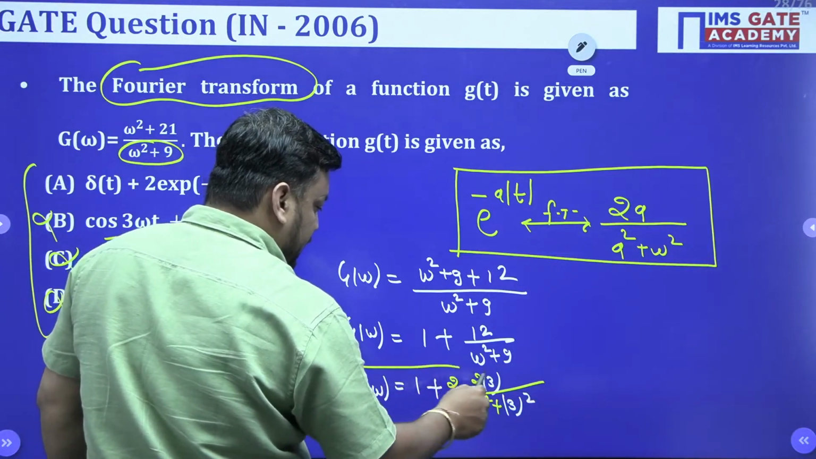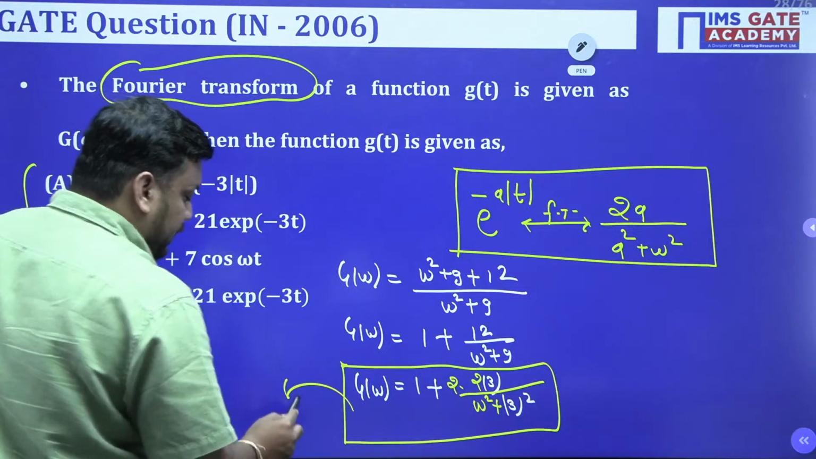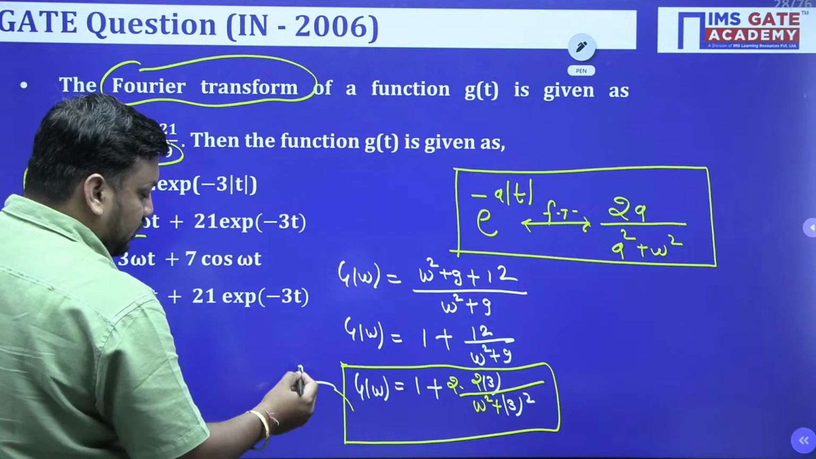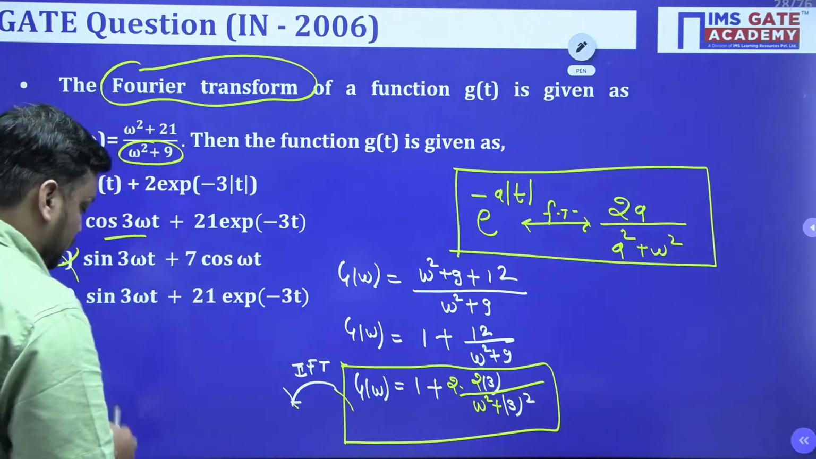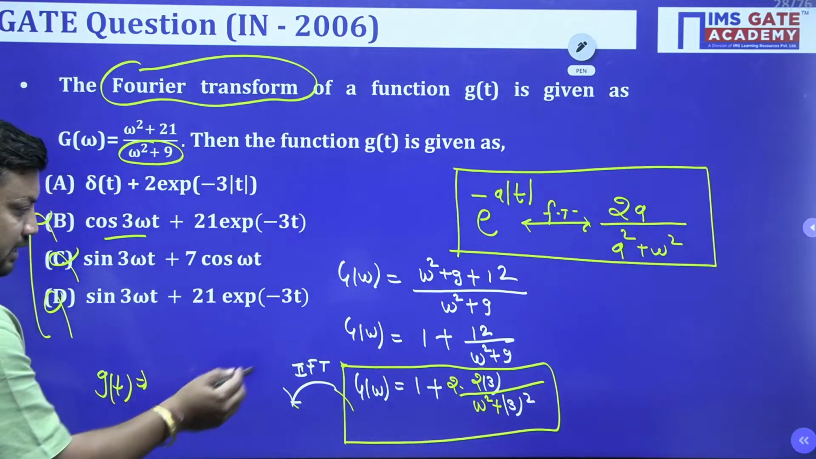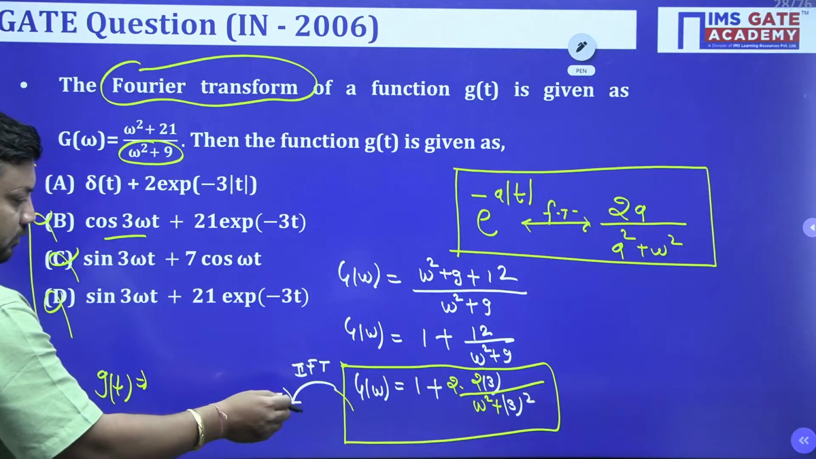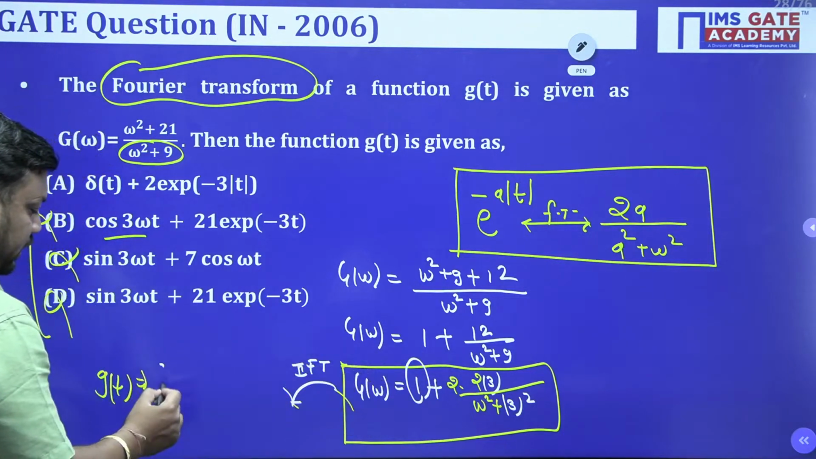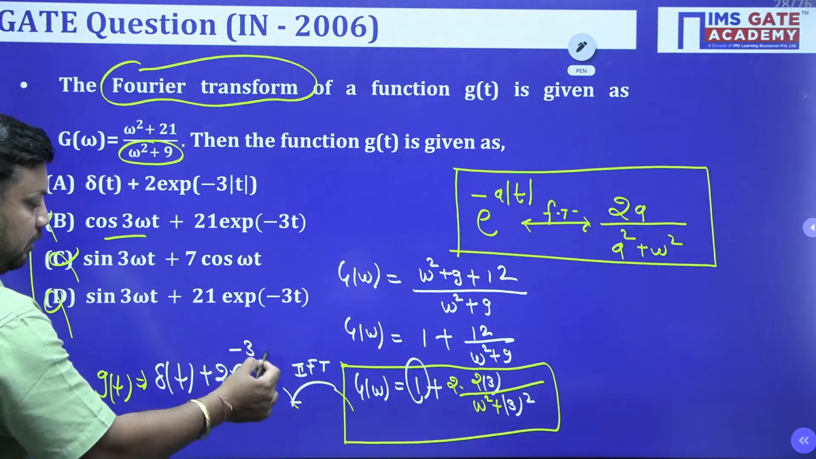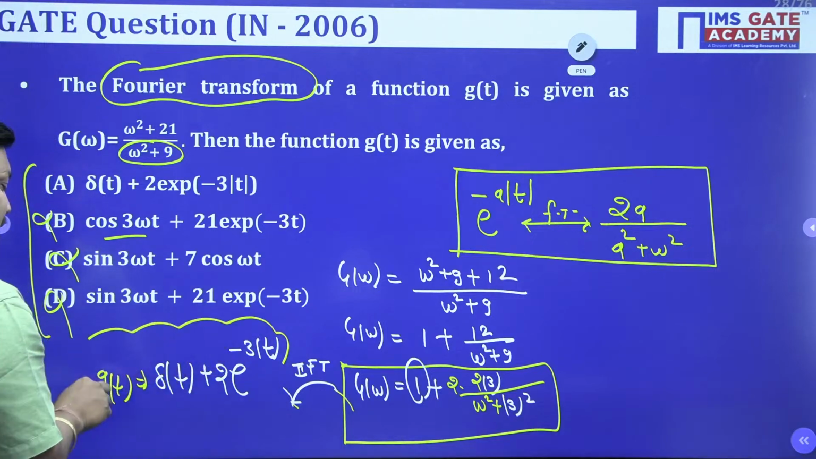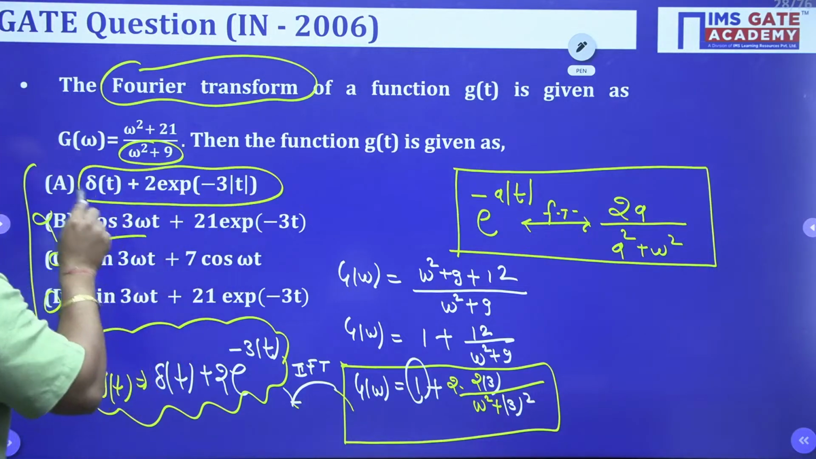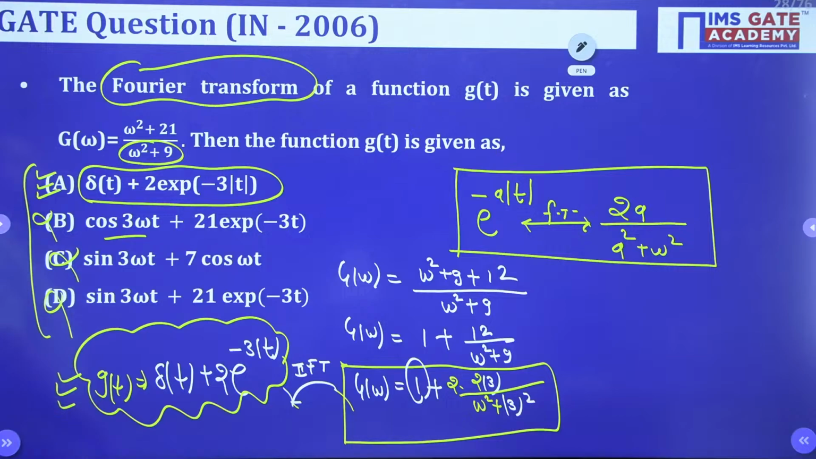Now you just take the inverse Fourier transform. When you take the inverse Fourier transform, IFT, what will you get? You will get g of t. What is the Fourier transform of del t? 1. So the inverse Fourier transform of 1 is del t only, plus twice e to the power minus 3 mod of t only. So this is your final answer, and this is the complete detailed solution, and exactly option number A for Ahmedabad is correct only.